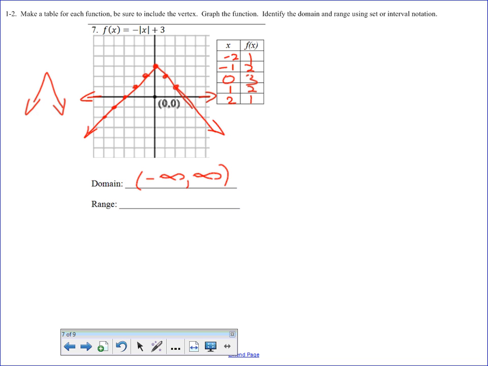The answer is no. The range is the function, and a lot of us say the function starting here and going down. But remember, we always describe range from least to greatest. So the better analogy is the function's going up and stopping there. So the range is negative infinity up to and including 3. And because 3 is included, we use the square brackets.